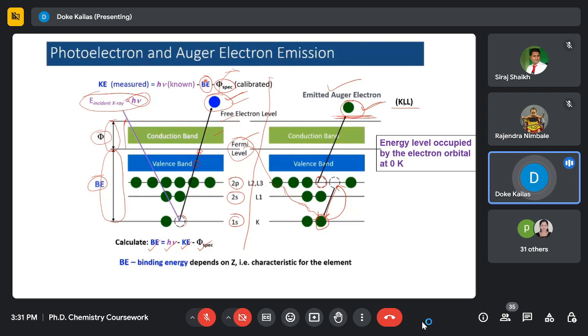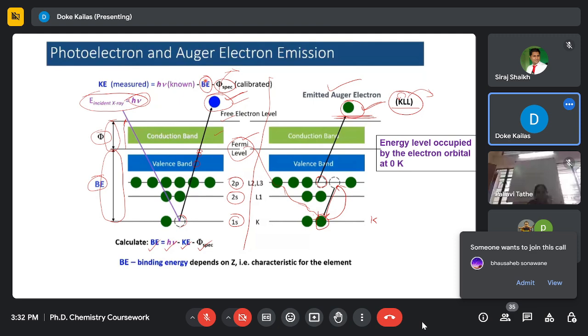Any doubts about these techniques? How the electron is ejected from the system at the microscopic level? Any doubts, students? No, sir. Okay.